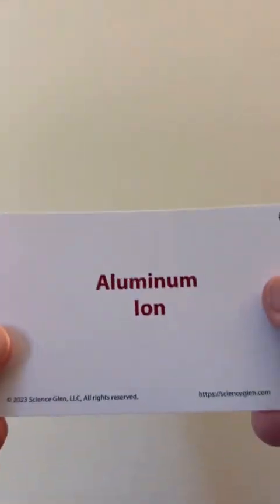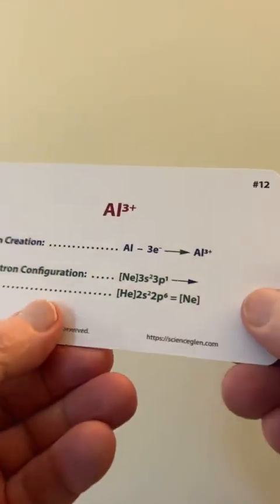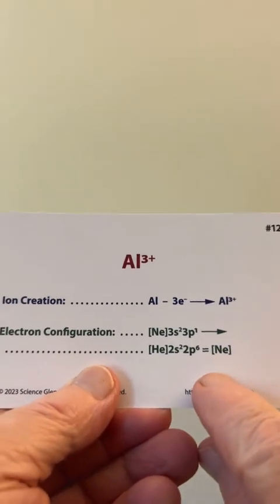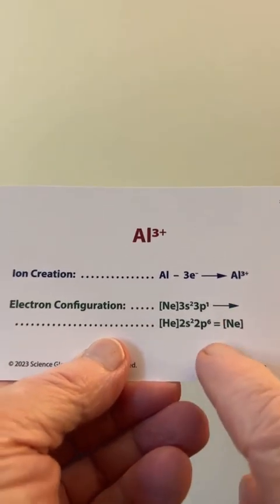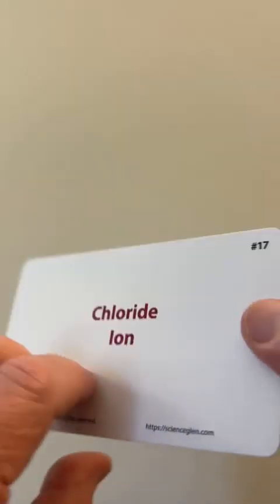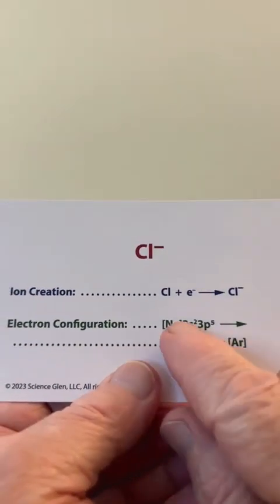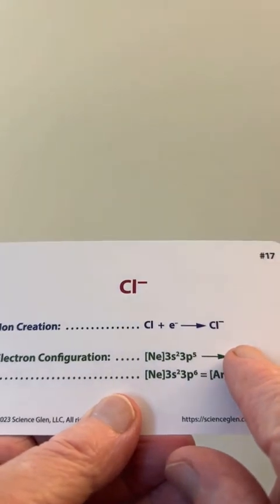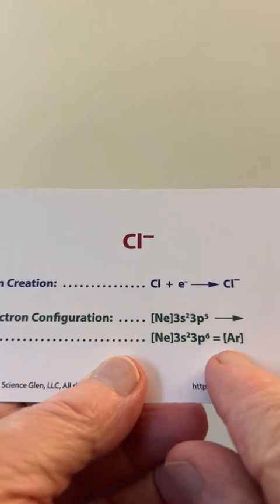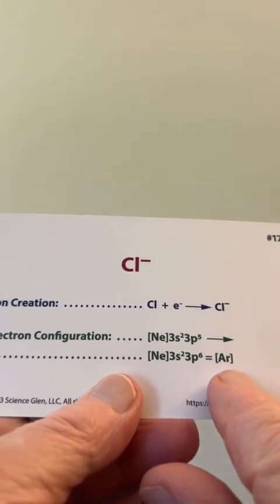If we look at aluminum, aluminum loses 3 electrons, so it gets a charge of 3+, and it ends up looking like neon again. They get to look like a noble gas in column 18. Now, if we look at an anion like chloride ion, it picks up an electron, it gets to be Cl-, and it picks up an electron to fill out the p orbitals, so it gets to be like a noble gas, argon in this case.